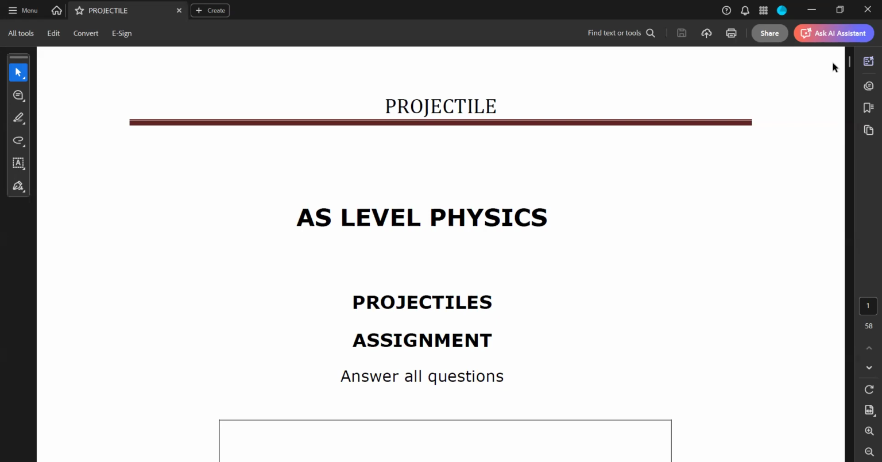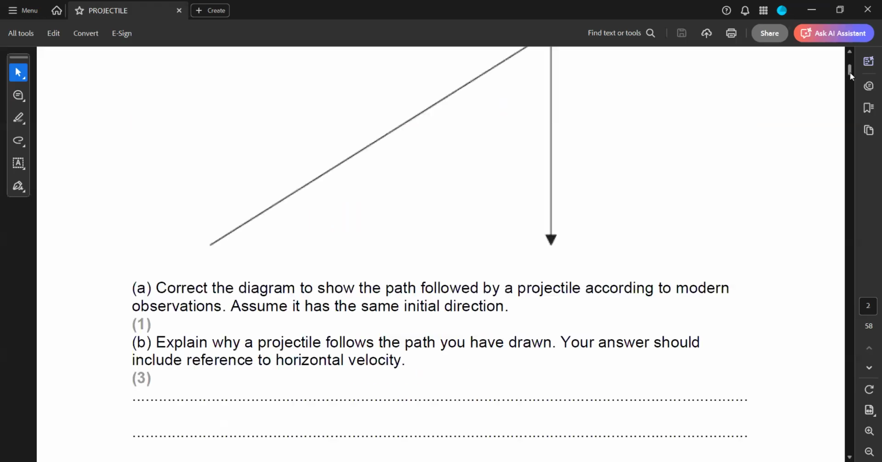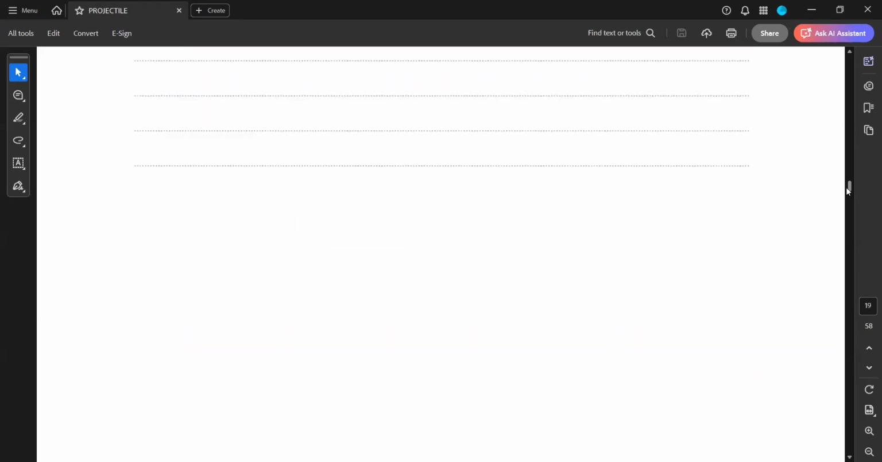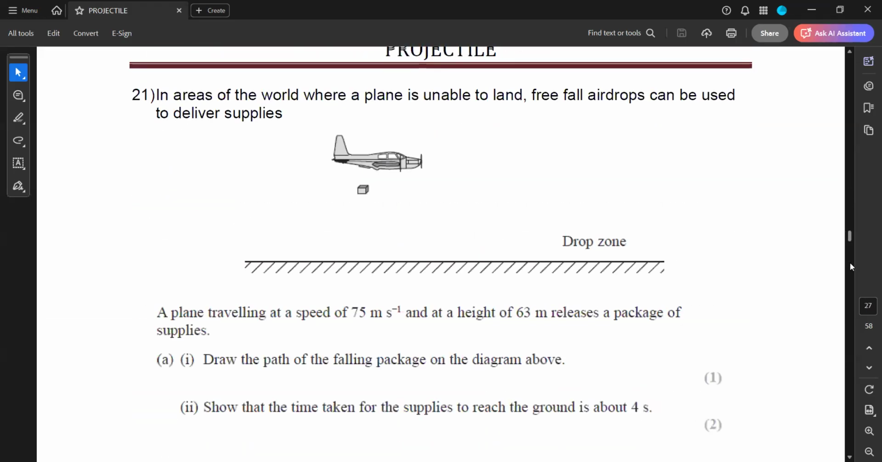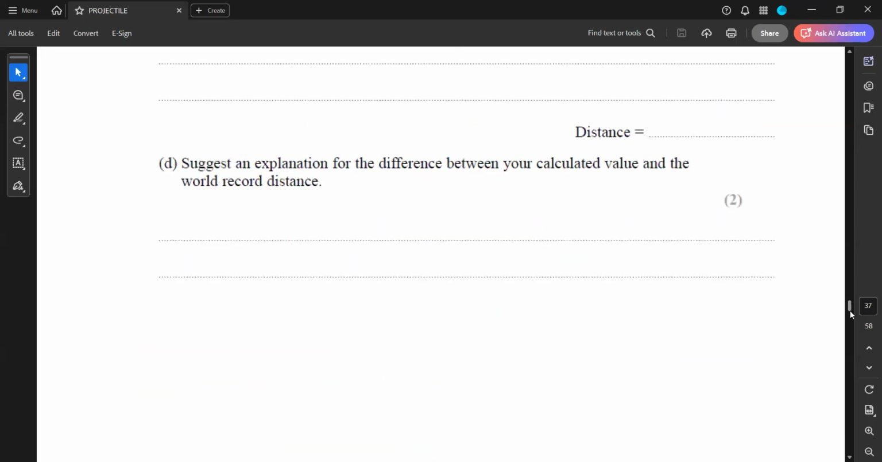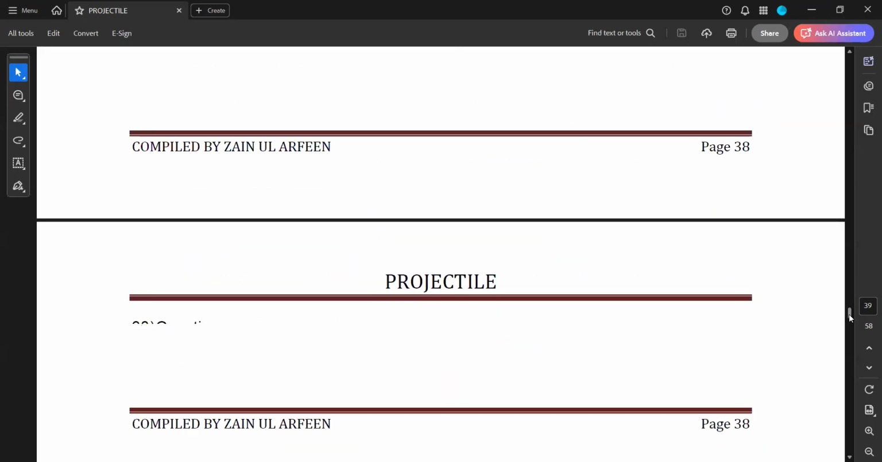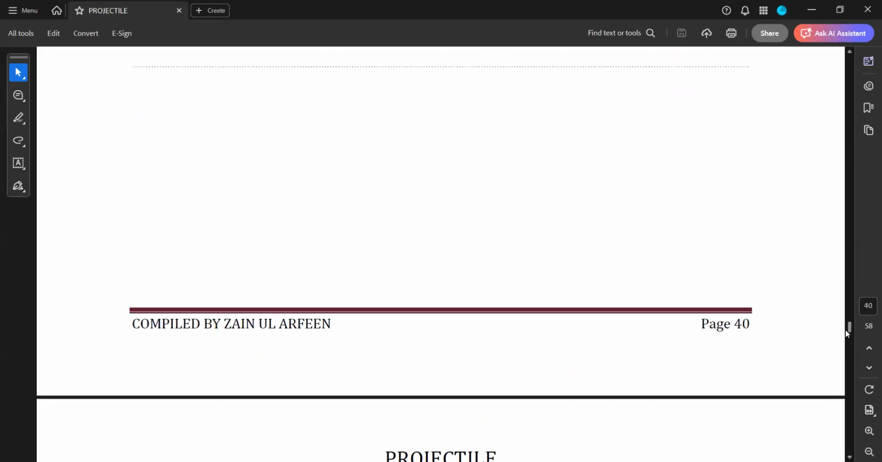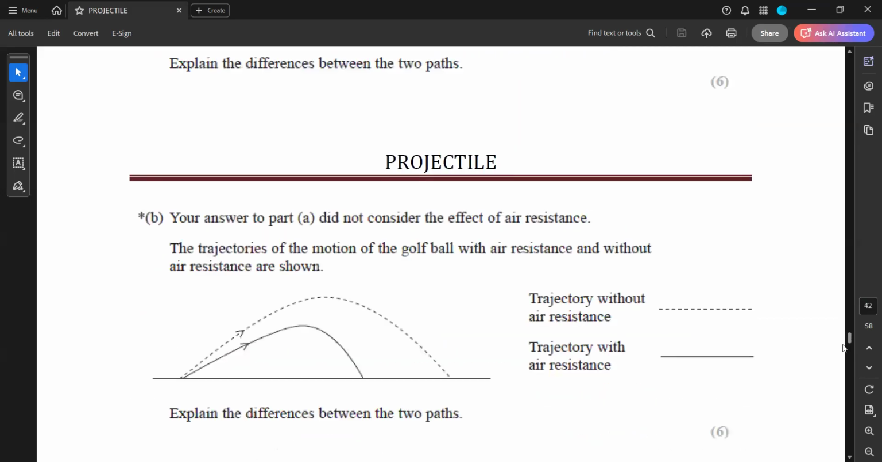And the range depends on the horizontal component and the height depends on the vertical component. So we'll do the questions from projectile motion. It has questions from different boards like Cambridge, Edexcel, AQA. The main purpose of having a variety of questions is that you get a better understanding of the topic.